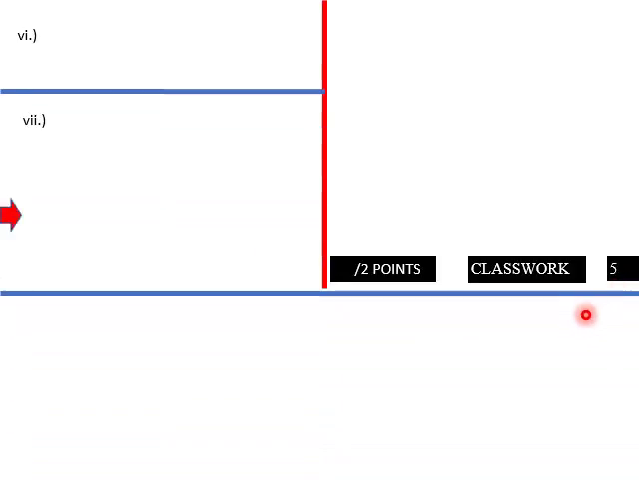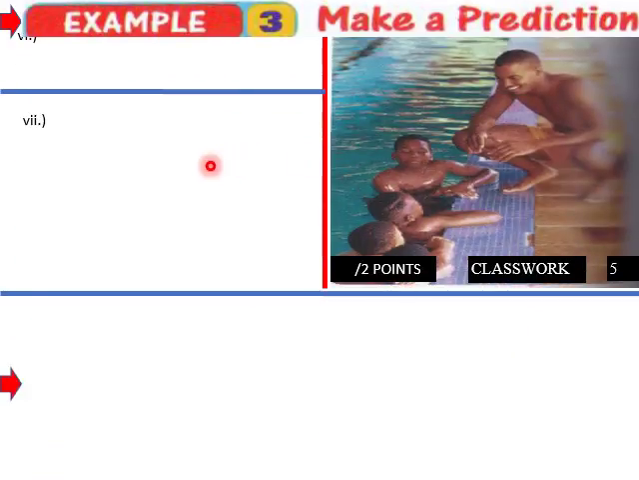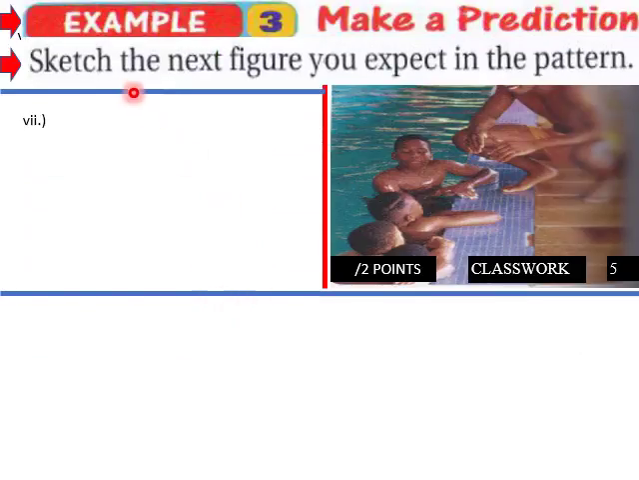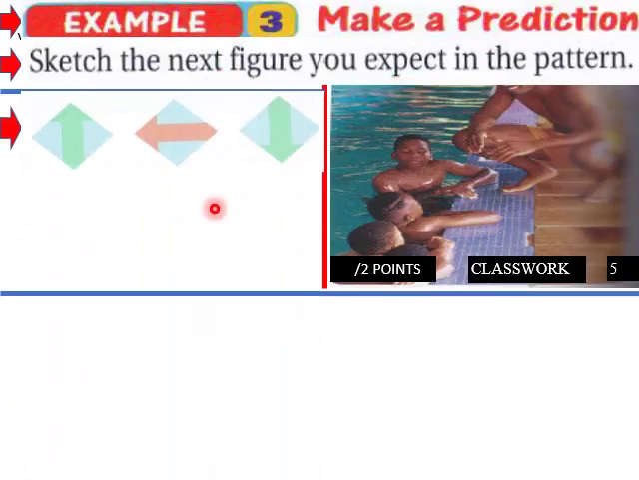Classwork, page 5, students. Make a prediction. Sketch the next figure you expect in the pattern. So we have this here. We have what looks like a quadrilateral here with an arrow inside. And it looks like it's moving how? How would you describe that, students?